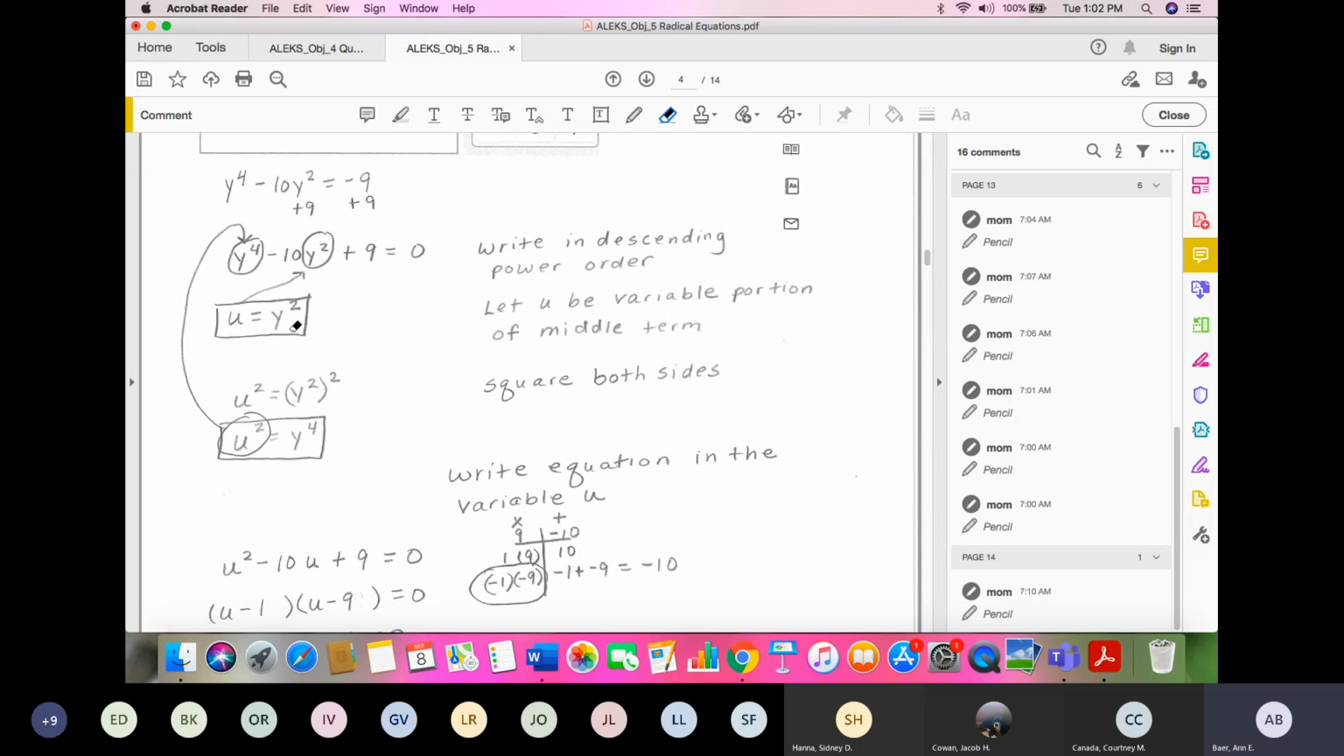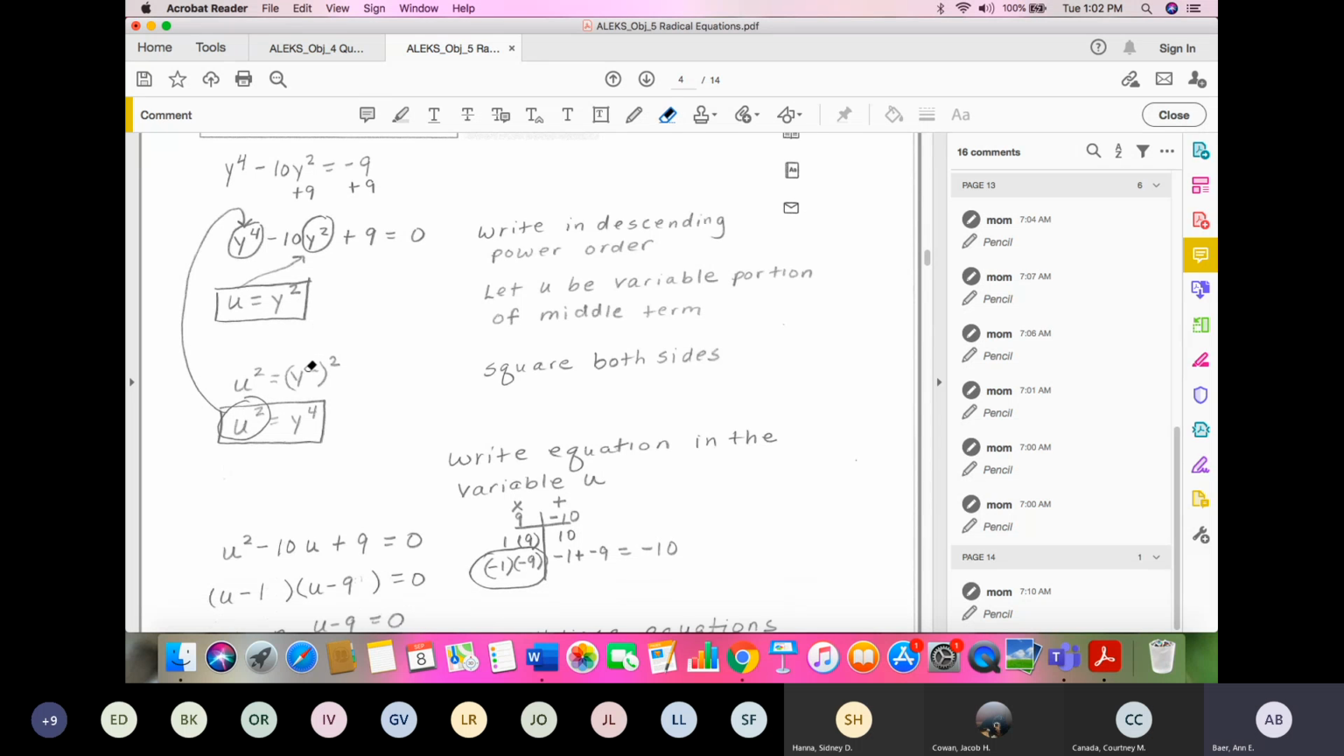Now, next tip, square both sides. So we want to take this and square both sides. So we get u squared over here, and y squared over here. So we took this u right here, and we squared it down here, and then we took y squared and squared it right here. U squared is u squared.